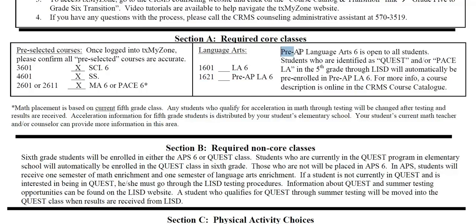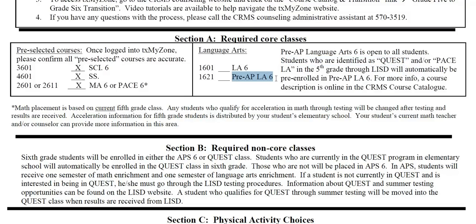Pre-AP Language Arts in 6th grade is open to all students. Anybody can sign up. There are no tests to get in. It is open to any student. That being said, students who are identified as Quest and currently identified as PACE Language Arts in their 5th grade will already automatically be signed up and pre-enrolled for the Pre-AP Language Arts class.